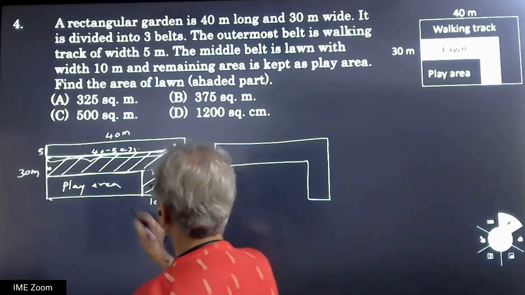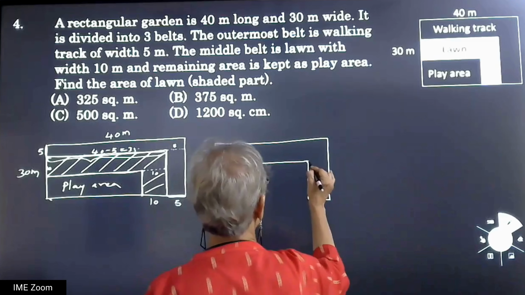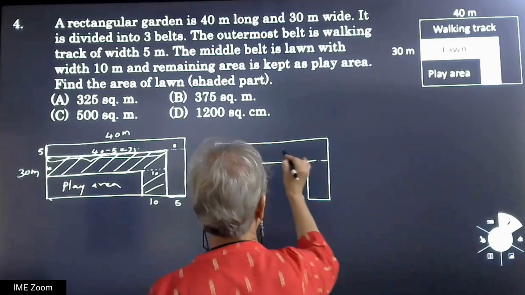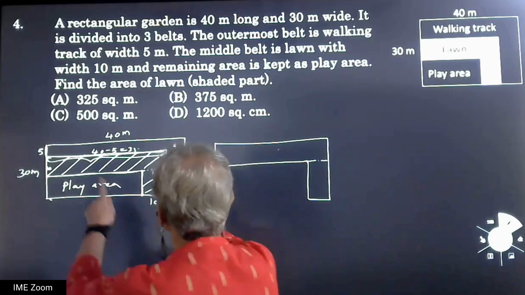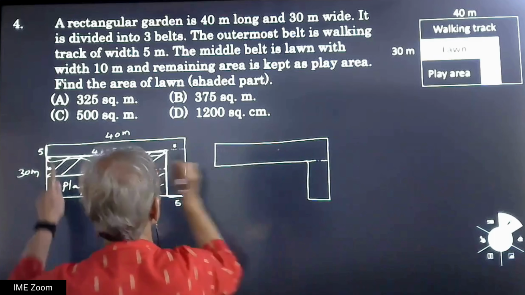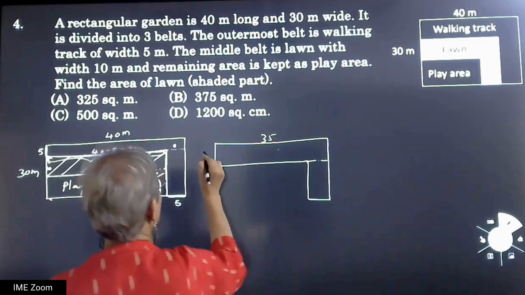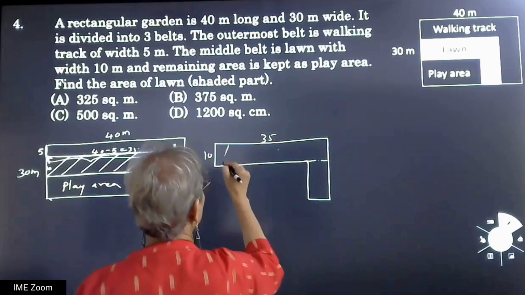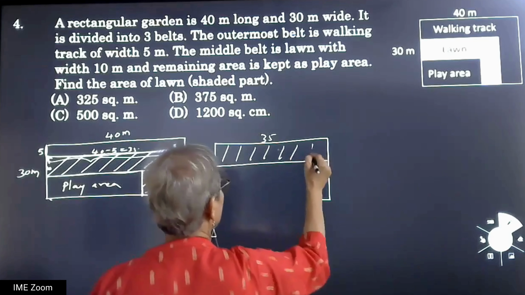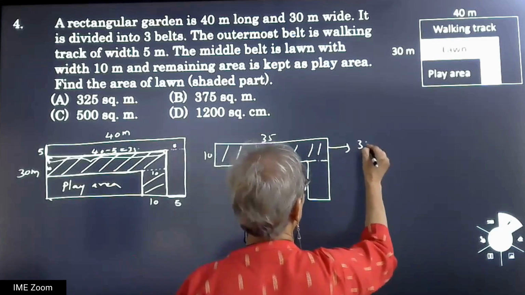It is like this, right? L shape. We will divide into two rectangles. This one and this one. Here it is given 40 minus 5, so this is 35. And this width is 10, so this is 10. So area of this rectangle is simply 35 into 10.